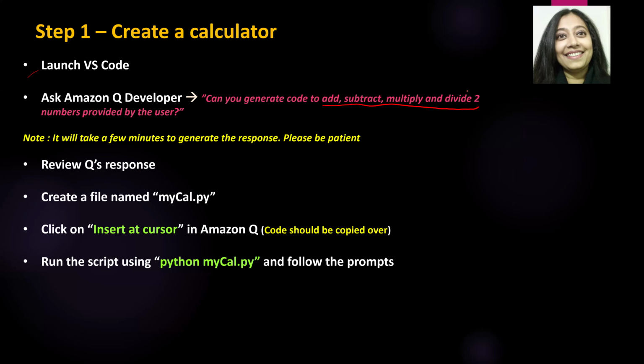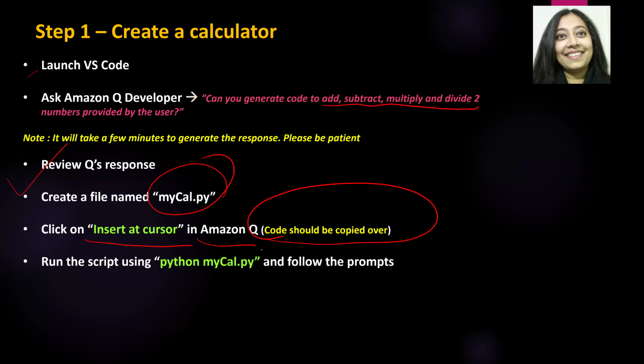Once the code is generated, we will review Q's response. We'll create a file named mycal.py. You can use any name that you like. We will click on insert at cursor in Amazon Q. The code should be copied over. And finally, we will run the script using the Python command.